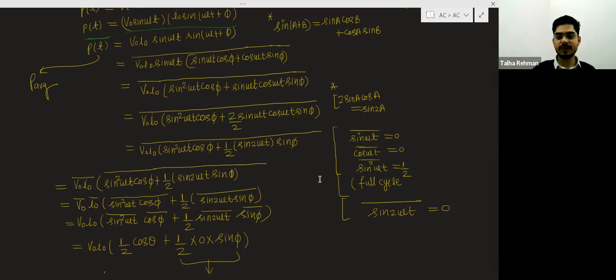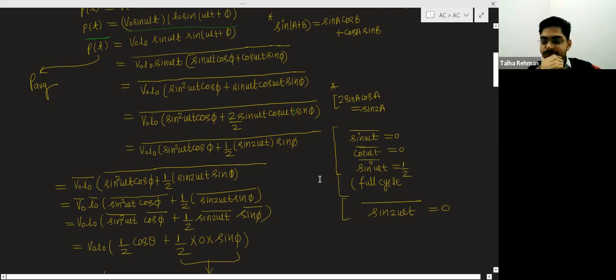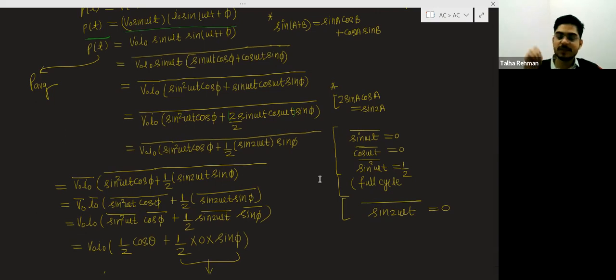AC will be finished in the next class definitely, because two topics are left. One is resonance, which I think we will complete today, and another topic is the transformer. And there was one more topic, LC oscillation.